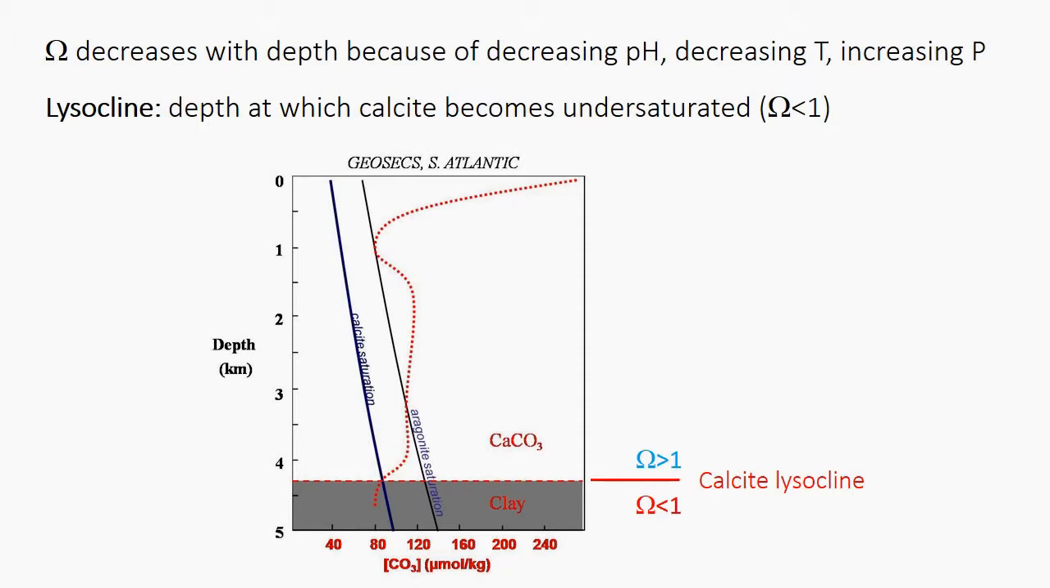At this line, at around 4.3 kilometers in this graph here, the carbonate concentration is less than the calcite saturation, and so omega is less than 1. And carbonate is what we call undersaturated. So this depth, or this layer position in the ocean, is called the lysocline.